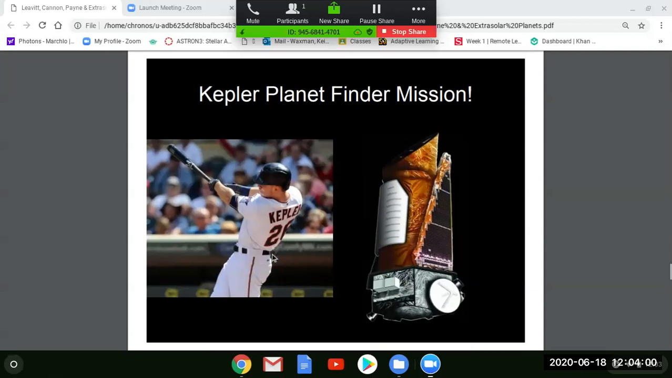This is Max Kepler. On the Twins, yeah, I don't know if you know Max Kepler, but I didn't make the slide, but it's a good slide. Max Kepler has actually been asked if, because he's from Germany, where Johannes Kepler is from, hundreds of years ago.